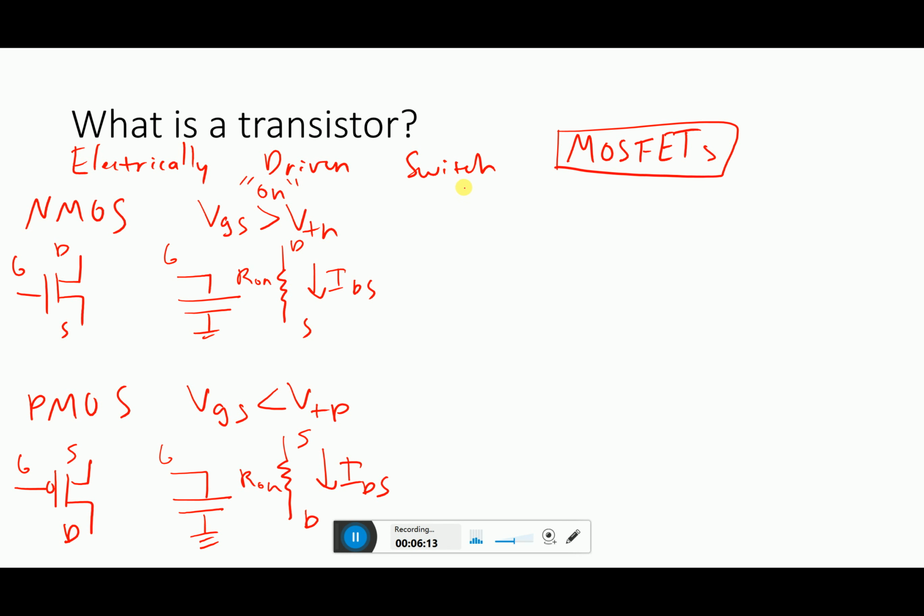Okay, now how about the off stage? What happens when VGS is less than VTN? And in the PMOS stage, what happens when VGS is greater than VTP? In this case, then we have off. We still have the capacitor to ground, but instead we have an open circuit. And no current flows. They are electrically disconnected, the drain and source.